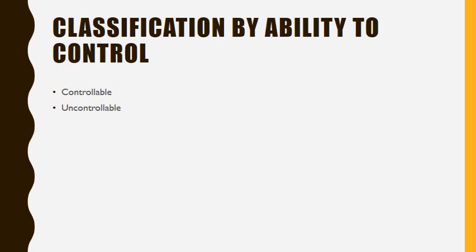So controllable costs are the costs that the manager will have control of, and uncontrollable costs are basically costs he has no control of, because that comes from corporate. That's not his. He can't do anything about that cost. It's just a cost that has to be incurred.